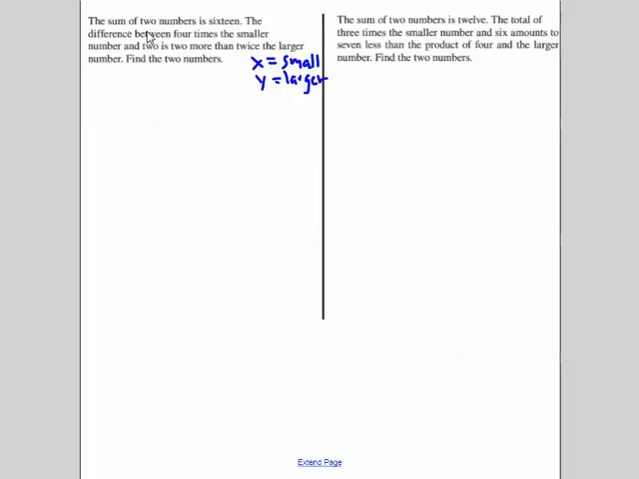I'm going to use blue to take a look at my first sentence, because that first sentence is going to give us an equation. The sum of two numbers is 16. Well, here's my "is." The sum of two numbers is 16, so I'm going to say is 16. Now, the sum of two numbers, those two numbers, x and y. The sum is 16. The sum of what? Two numbers, x and y.